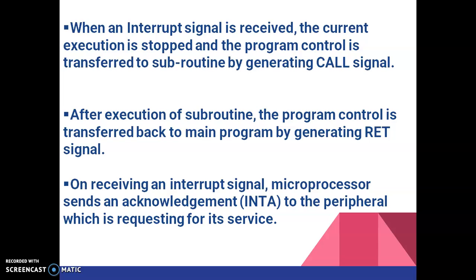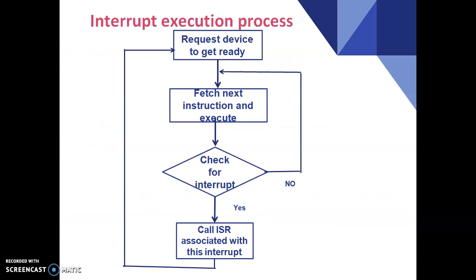This calling of the subroutine is done using a call signal. After execution of the subroutine, the program control is transferred back to the original program with the help of the signal return, which is written as RET. On receiving an interrupt signal, the microprocessor also sends a signal called interrupt acknowledgement to the device which is requesting its service. This is how the interrupt execution process takes place.